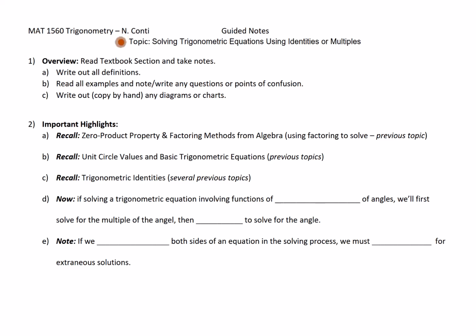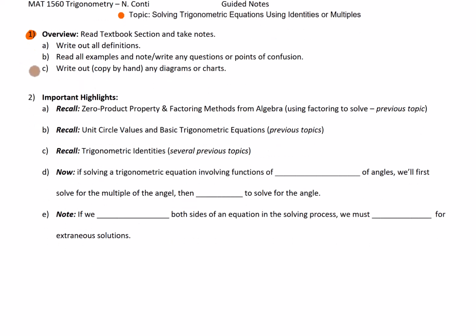This video is about solving trigonometric equations using identities or multiples. As always, begin by reading carefully through the textbook and taking some good notes, but now consider the following highlights for this topic. We're going to begin by recalling several items. First of all, the zero product property and factoring methods from algebra, and we've done this in recent topics. Hopefully you've been tracking along with that. If needed, go back and review some more of that.